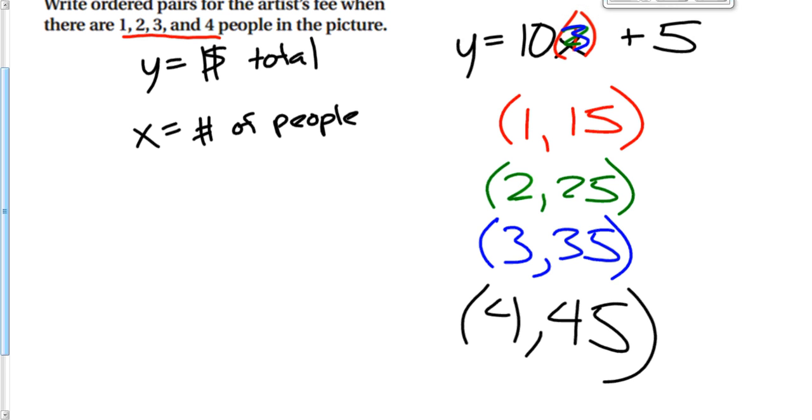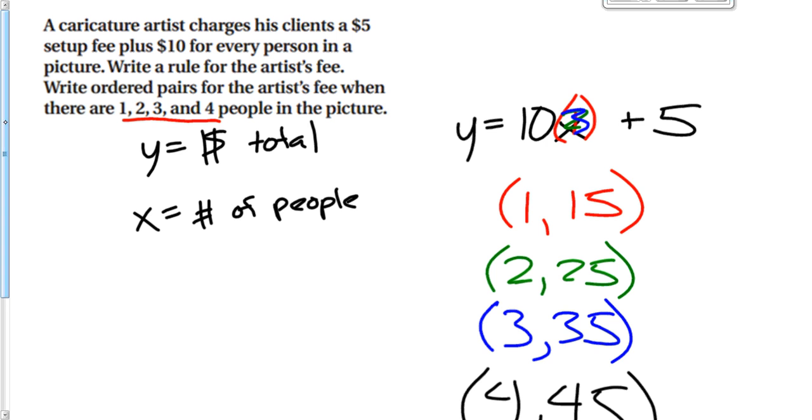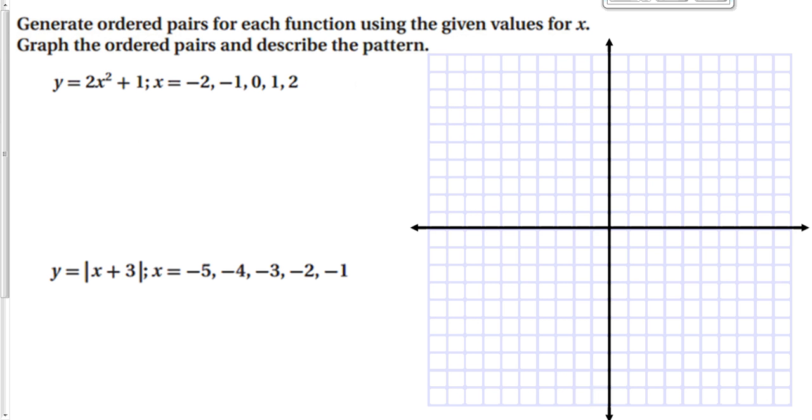Okay. We'll talk about more specifics later with functions, but I want to show you 2 more examples that are a little more interesting. All right, so we are actually going to graph some different types of functions, but only for the points that they tell us to. So this one says generate ordered pairs for each function using given values for x, and then graph them and describe the pattern. All right, so let's take this first one. The equation is y equals 2x squared plus 1. And they want us to find these different values. So here's what I do. I make an XY chart.